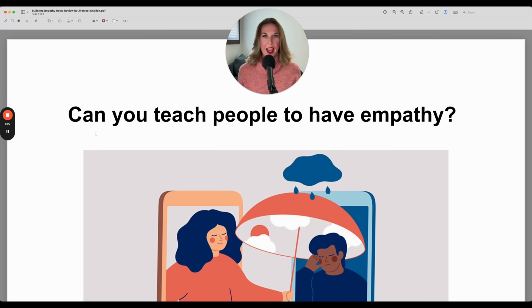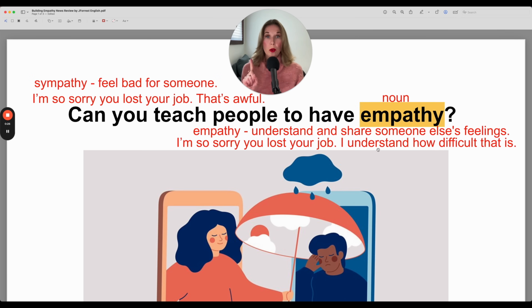First, I'll read the headline. Can you teach people to have empathy? Right off the bat, let's define empathy and compare this to sympathy, a question I commonly receive from students. Notice grammatically, empathy and sympathy are both nouns. You can have, possess, so this is the verb to have empathy, to have sympathy.